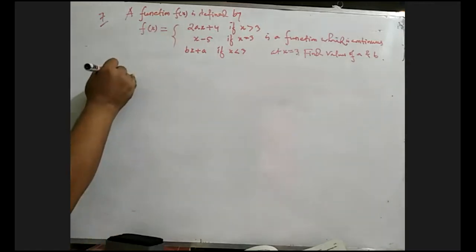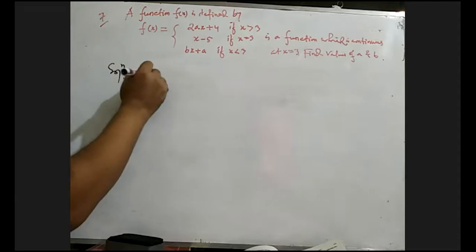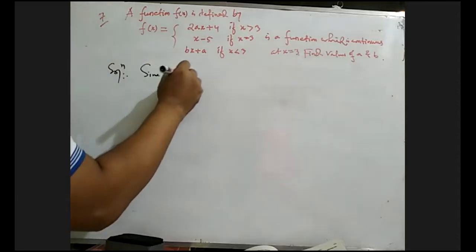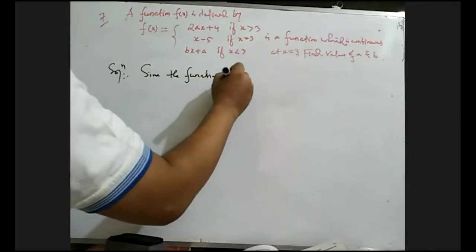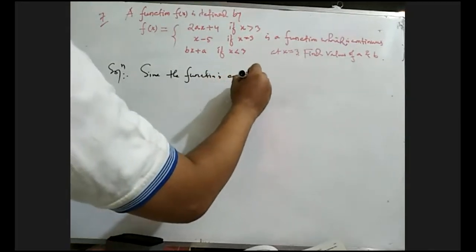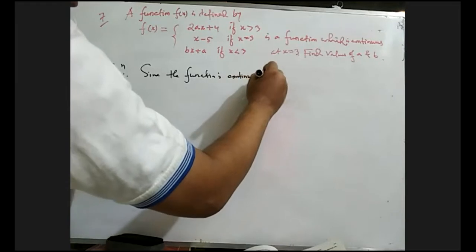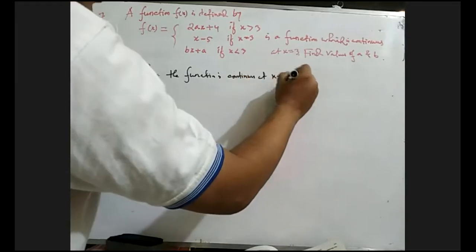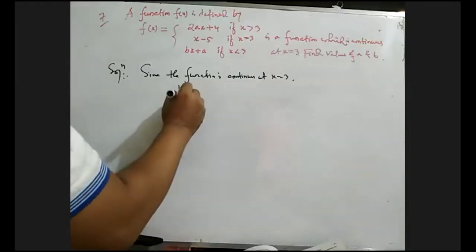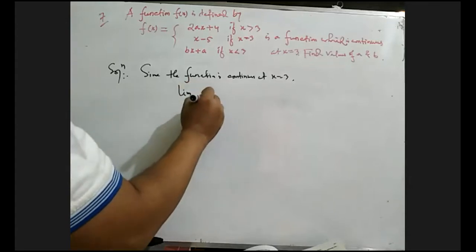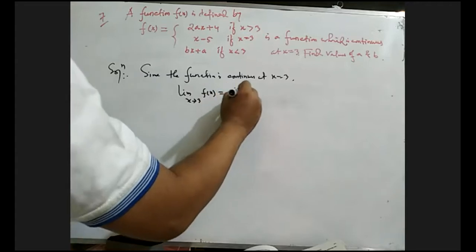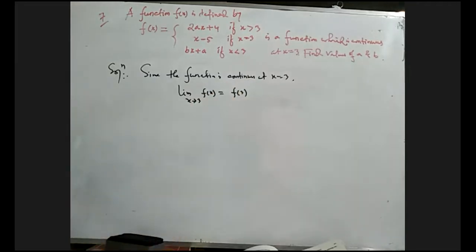Solution. Since the function is continuous at x equals 3, we can write limit x tends to 3, f of x equals f of 3.